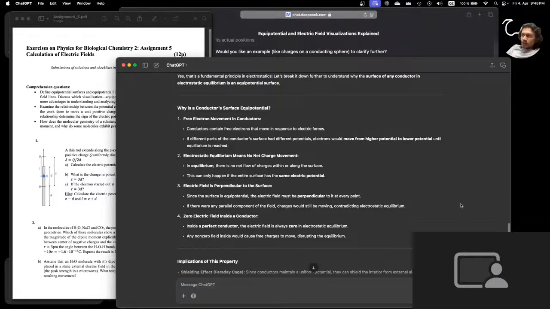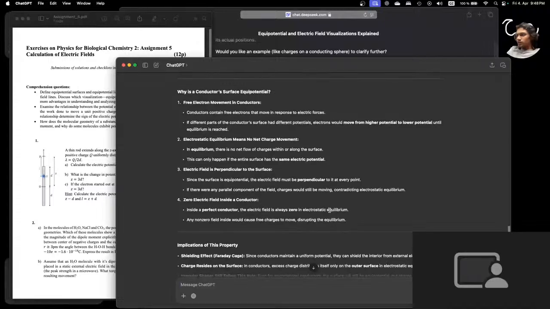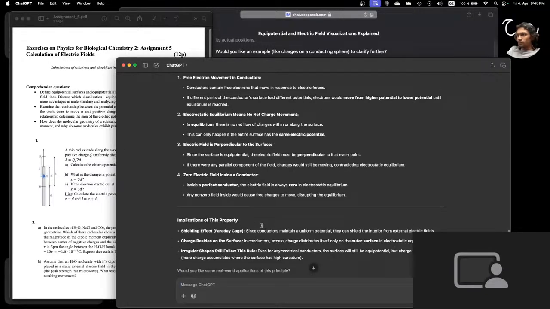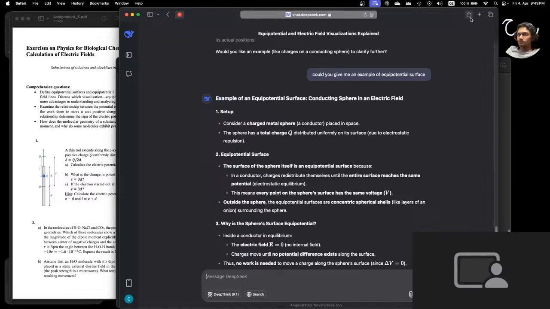Since the surface is equipotential, the electric field must be perpendicular. So, electric fields are perpendicular to the surface of conductors. Is that what you tried to say? Implication of this property: shielding effects. Since conductors maintain a uniform potential, they can shield the interior from external electric fields. Wait, how? I think I'm not in the right mind to read this right now.